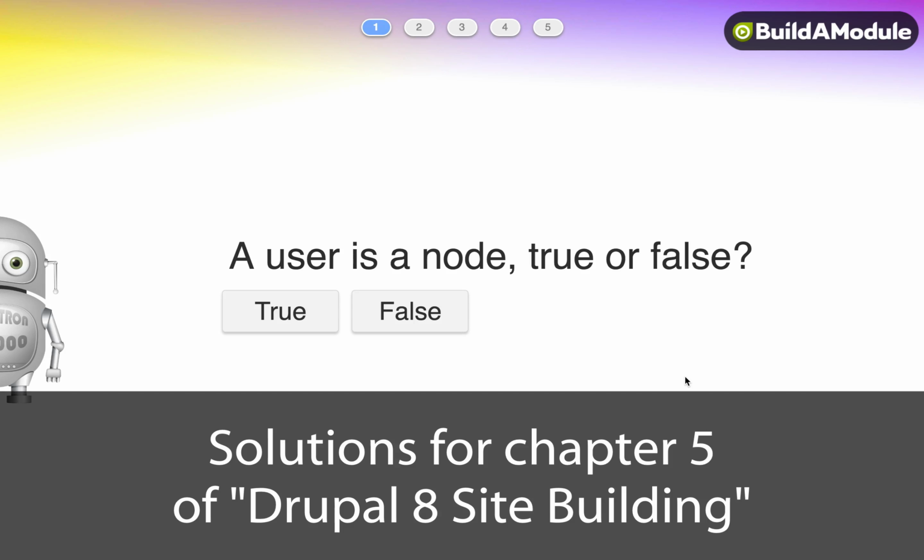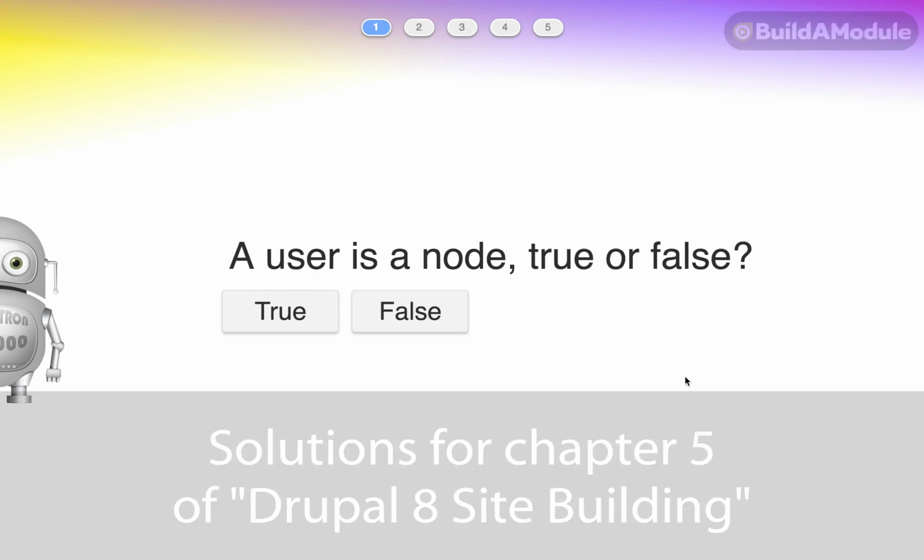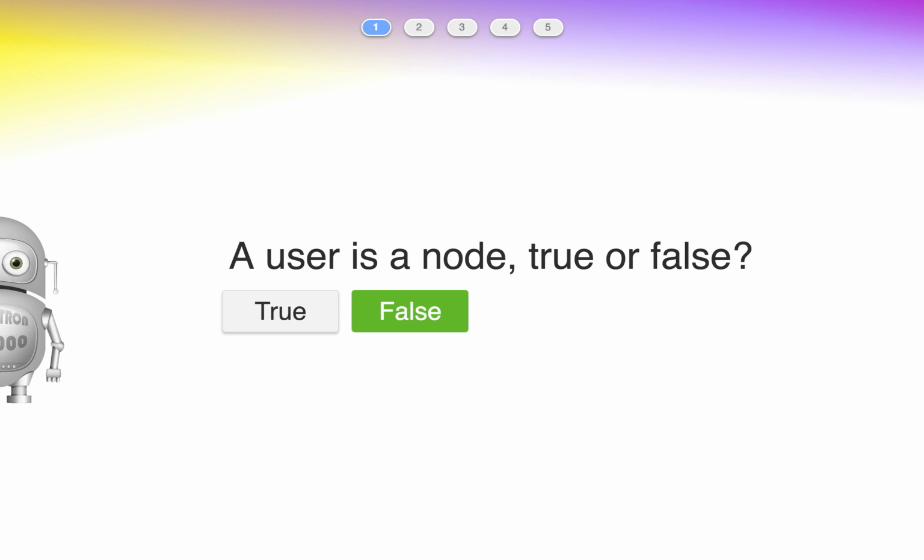And here are the answers for Chapter 5. A user is a node, true or false? The answer is false. Both users and nodes are entities, but users and nodes are separate kinds of entities.